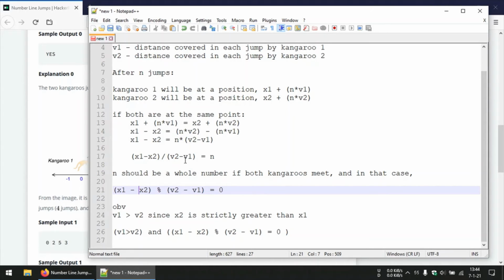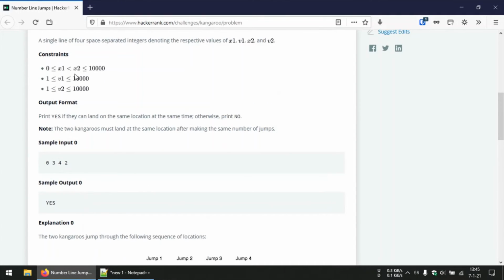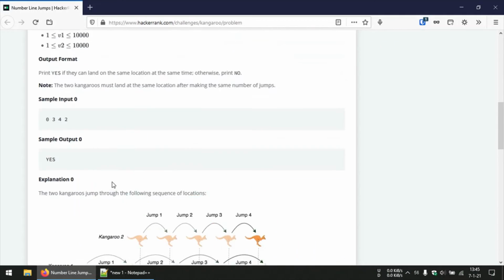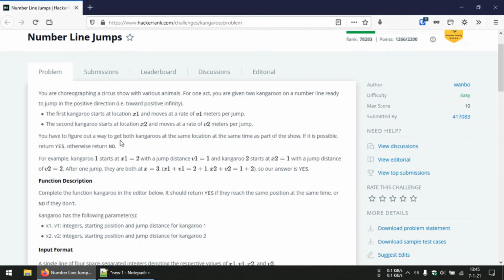There's also an obvious condition which we need to check. Since the second kangaroo is already ahead of the first kangaroo, the number of meters that kangaroo 1 covers, which is v1, must definitely be greater than v2. Because if v1 is less than v2, then the first kangaroo can never catch up to the second kangaroo, so they definitely won't meet at any specific point.